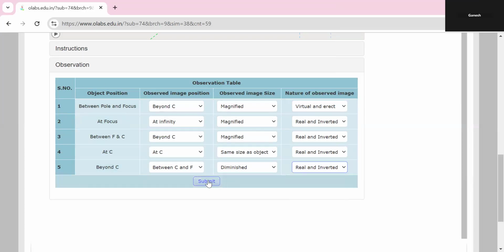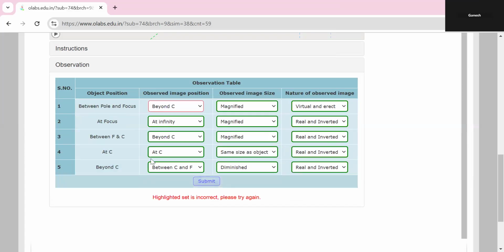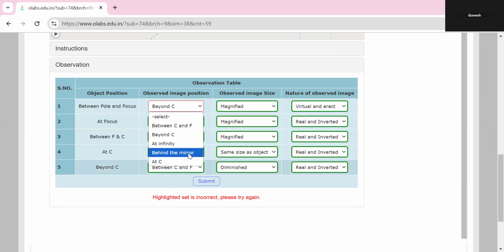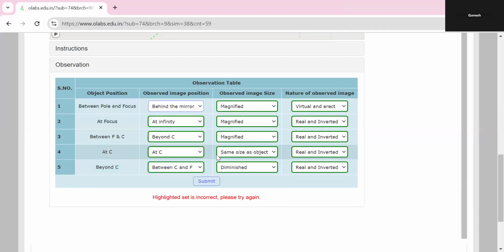Okay, now I'm going to click submit. Yes, these are all right. Which one is marked red? Yeah, the first one is marked red, so this is not the right answer. For the first one, behind the mirror is the right answer. So these are all the right answers for the positions.